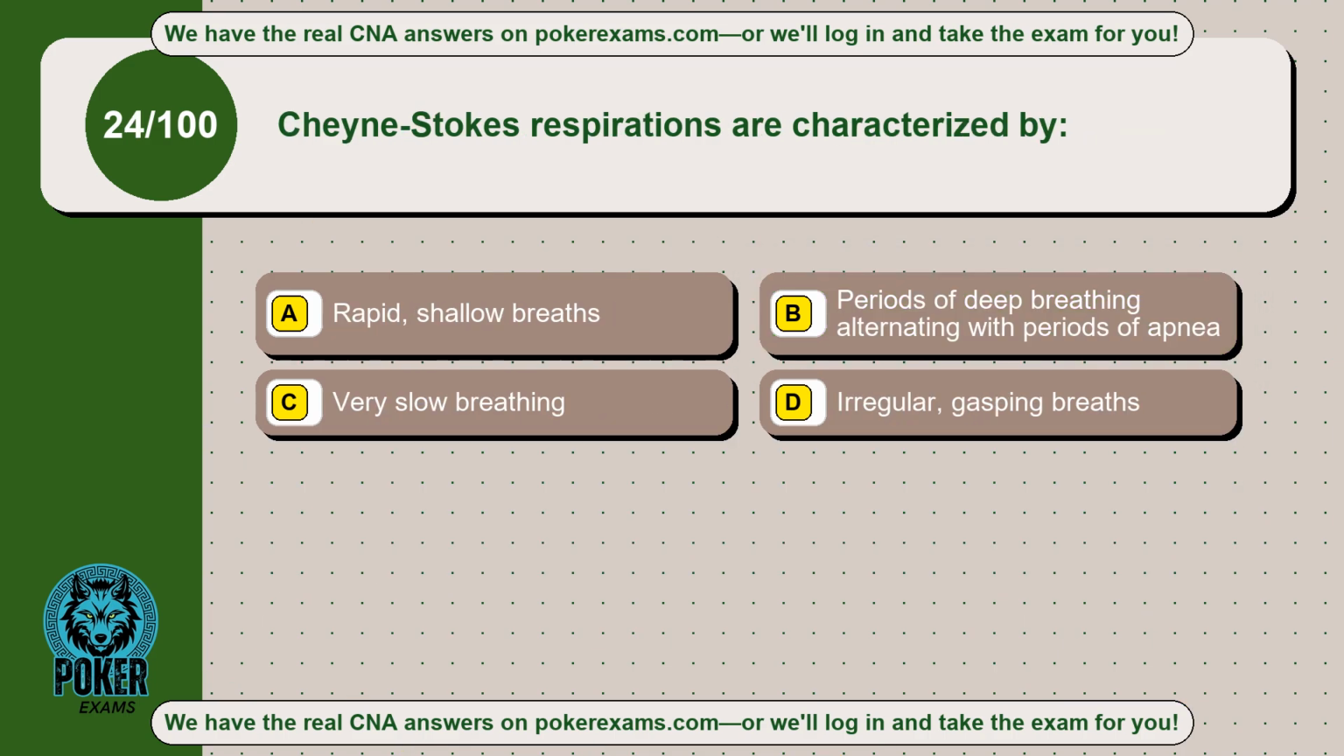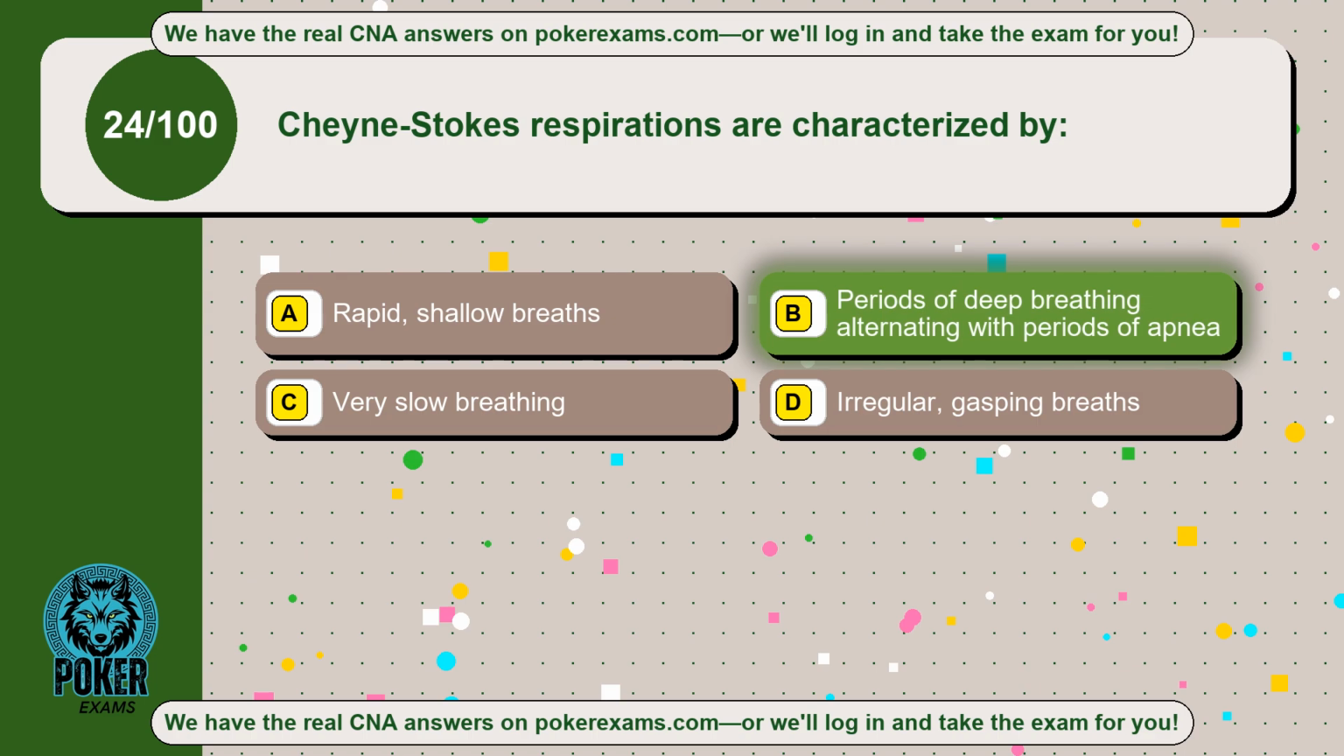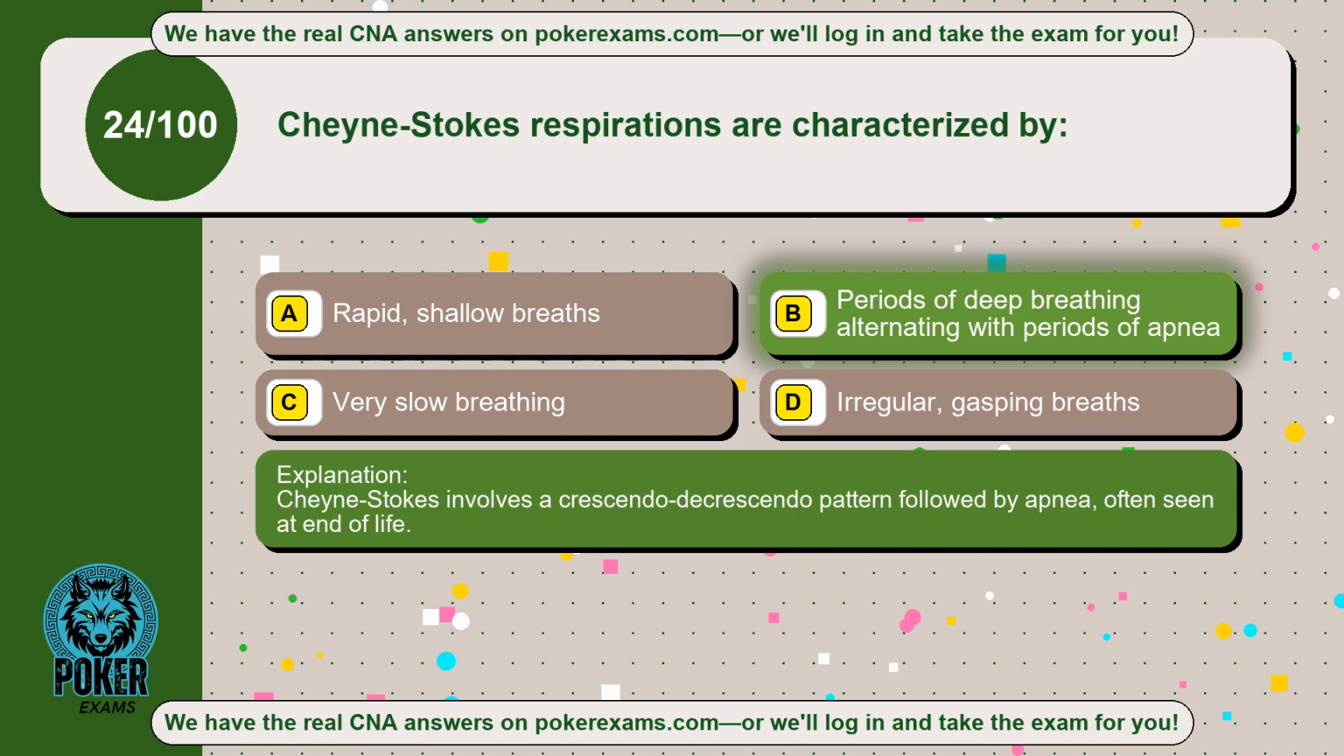Question 24. Cheyne-Stokes respirations are characterized by: Option A, rapid, shallow breaths. Option B, periods of deep breathing alternating with periods of apnea. Option C, very slow breathing. Option D, irregular, gasping breaths. The correct answer is option B. Periods of deep breathing alternating with periods of apnea. Cheyne-Stokes involves a crescendo-decrescendo pattern followed by apnea, often seen at end of life.